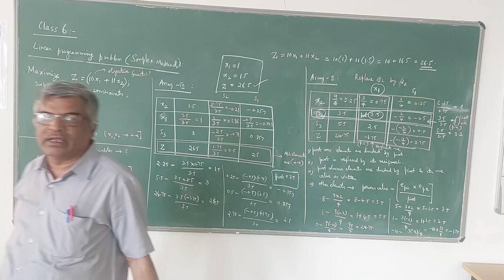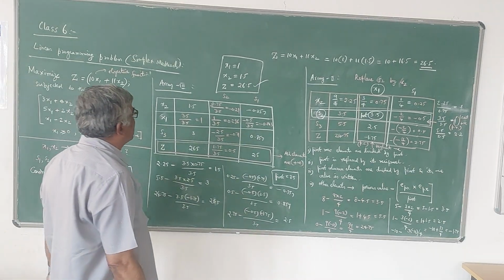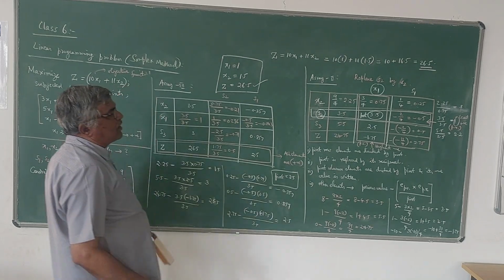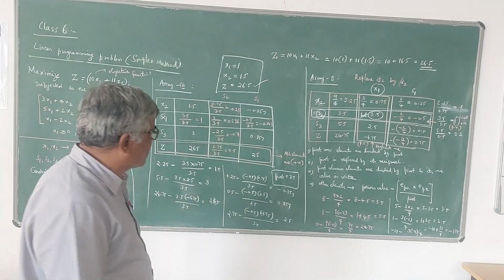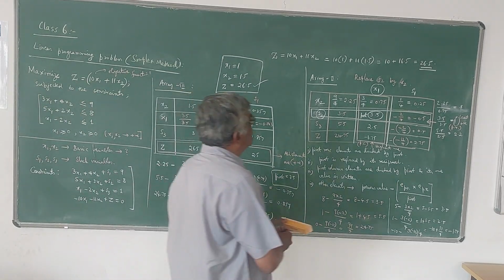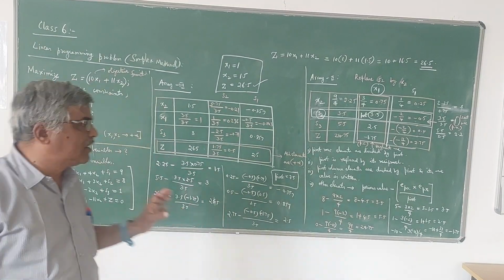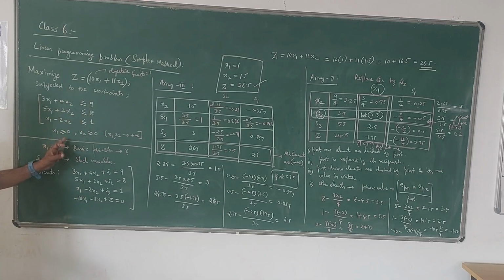So the basic variables are x1 and x2. Slack variables are s1, s2, s3. We are not worried about slack variables. Finally, we want the values of x1 and x2. That means when x1 is 1 and x2 is 1.5, you have the maximum value of this objective function z, which satisfies all these constraints.